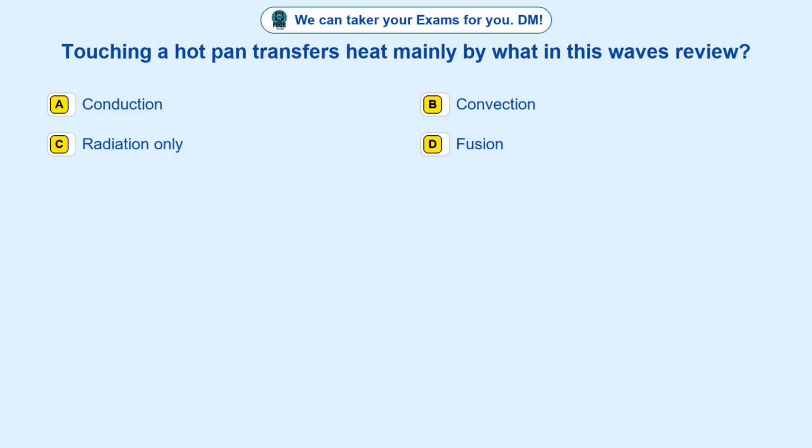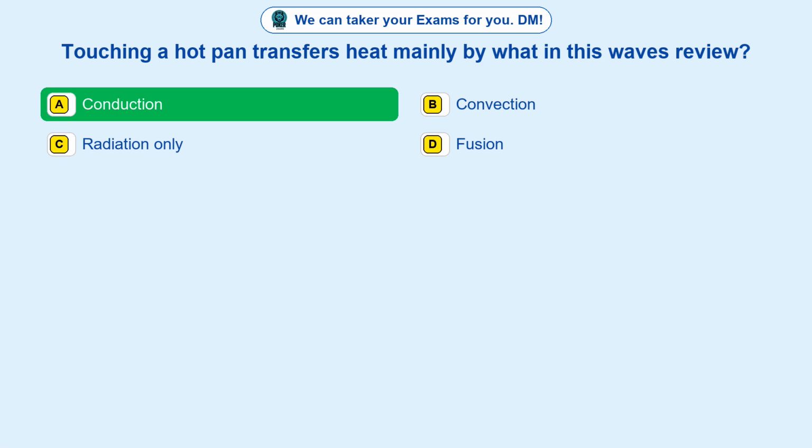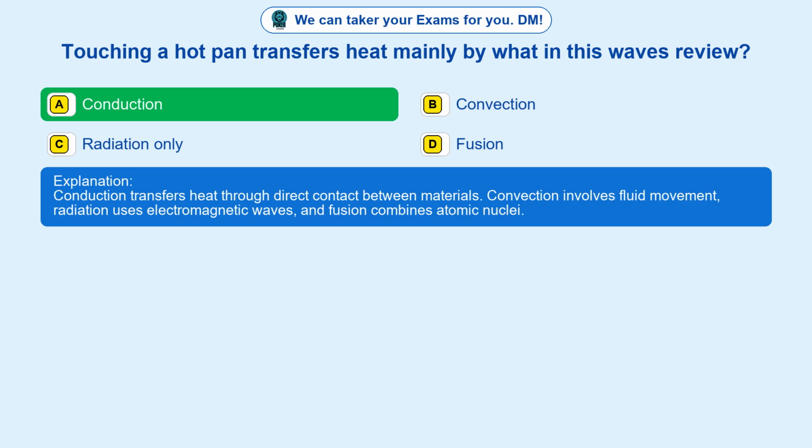Question 75. Touching a hot pan transfers heat mainly by what in this waves review? Option A, conduction. Option B, convection. Option C, radiation only. Option D, fusion. The correct answer is option A. Conduction. Conduction transfers heat through direct contact between materials. Convection involves fluid movement, radiation uses electromagnetic waves, and fusion combines atomic nuclei.